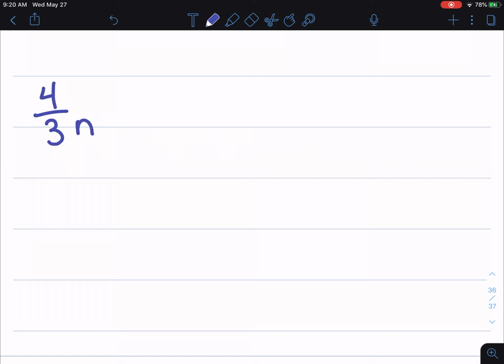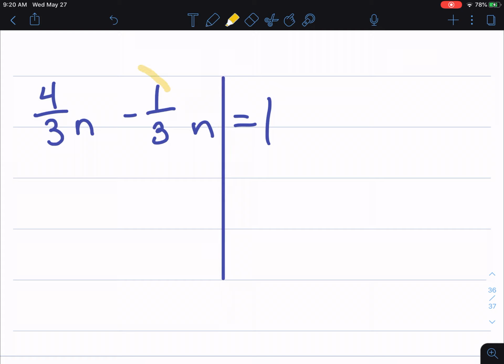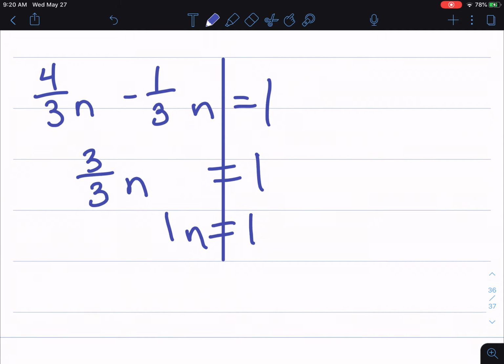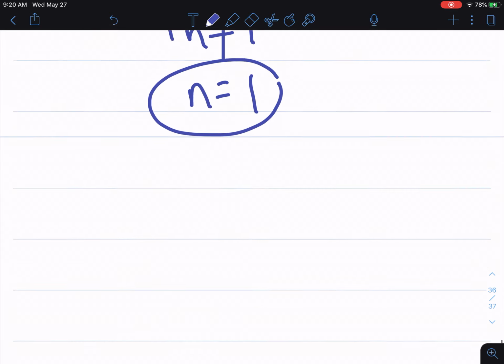4/3 n minus 1/3 n equals 1. Once again, draw my line, my barrier there. I have to combine these like terms right here on the left. So I have 4/3 minus 1/3. So 4 minus 1 is 3. So I have 3/3 n equals 1. And plug into your calculator 3 divided by 3. And this should be 1, sorry, I don't know why I said n, equals 1. So 3 divided by 3 is just 1. So we have 1n equals 1, which we know we don't have to write 1 in. We just have n equals 1. And that is our answer. Next one.